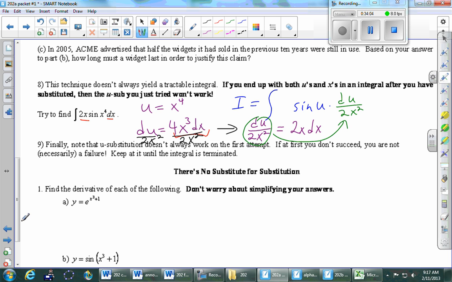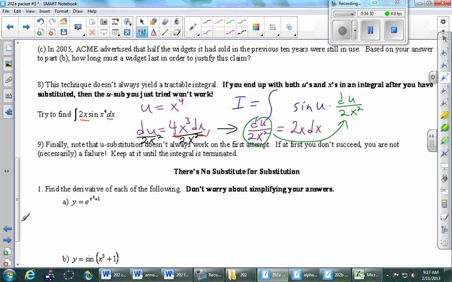So again, if you've got u's and x's inside of your integral, it's not going to work. You stop and you try something different. And it's okay to stop and try something different. You're going to have a lot more roadblocks this semester taking antiderivatives than you did last semester taking derivatives. Finding antiderivatives, the expectation is that you're going to take some detours. You're going to make some false starts before you find the path that leads you to the answer. So it's okay to have some of these false starts.